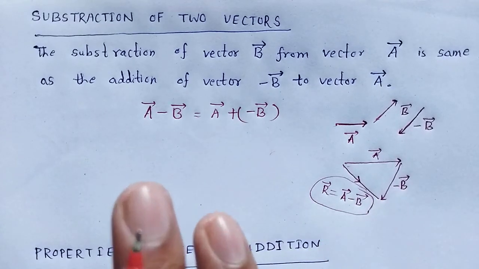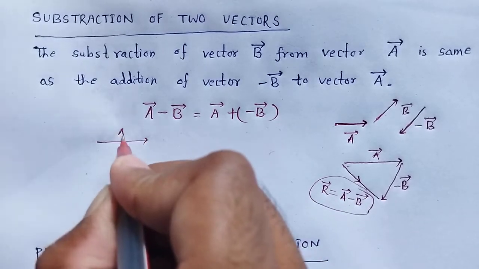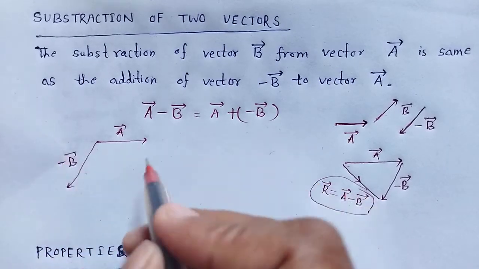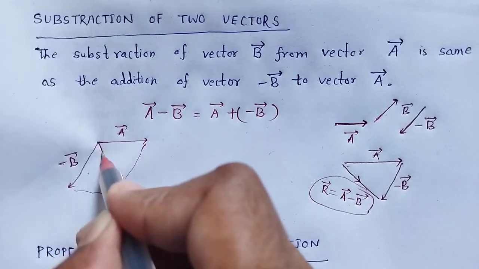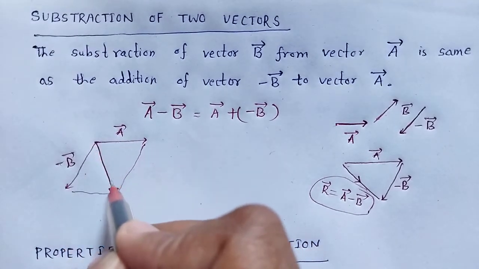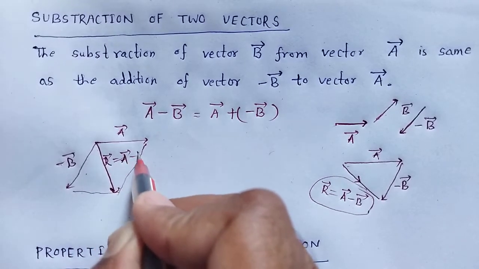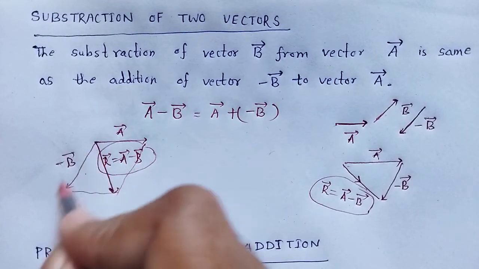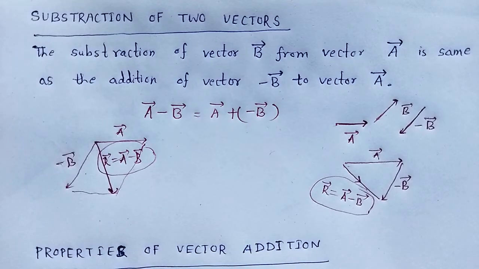Again we can apply the parallelogram law of vector addition. Let this one be the A vector and that one the minus B vector, then the diagonal of that parallelogram represents R vector is equal to A vector minus B vector. This is the resultant of these given two vectors when they are subtracted from each other. In this way we study subtraction of two vectors.